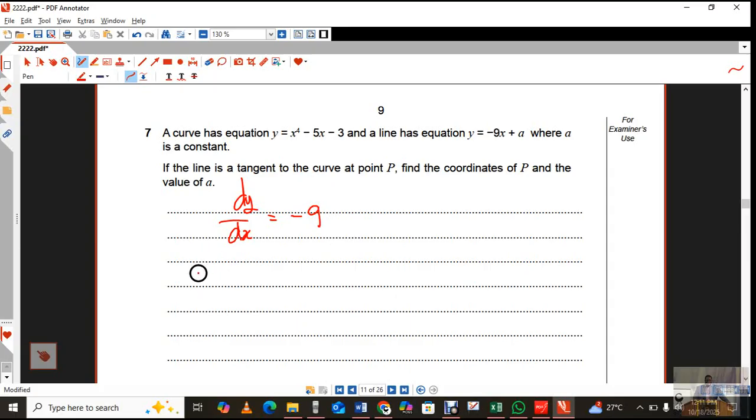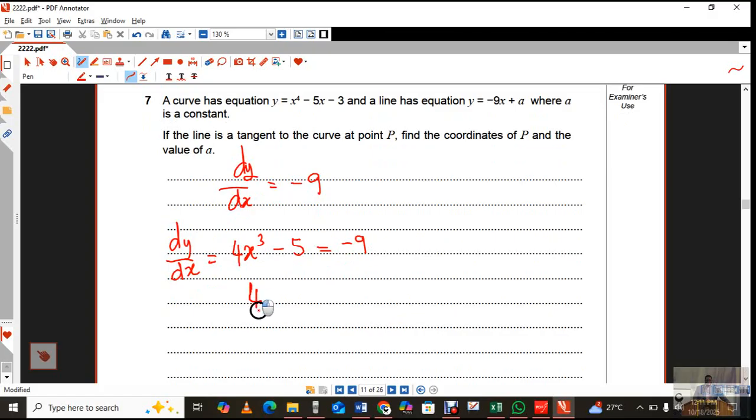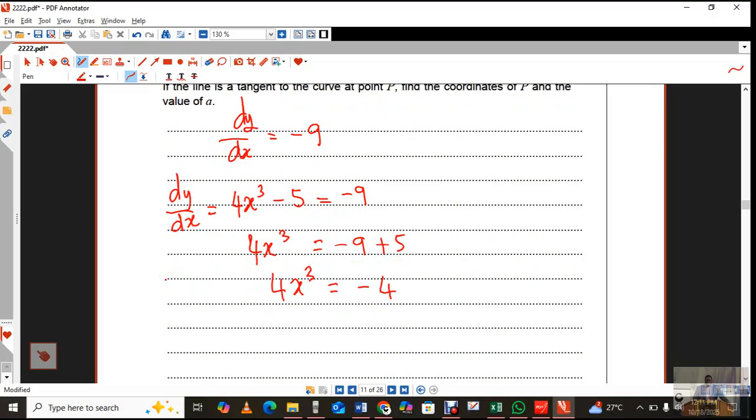So let's find the gradient of the curve. dy/dx is going to be 4x cubed, always take 1 from the power, minus 5. And I am going to let that equal negative 9. This is going to give me the value of x. So 4x cubed is equal to negative 9 plus 5. 4x cubed is equal to negative 4. In turn, x cubed is equal to negative 1. And x is going to be negative 1. So that is my answer. The cube root of negative 1 gives the value of x.